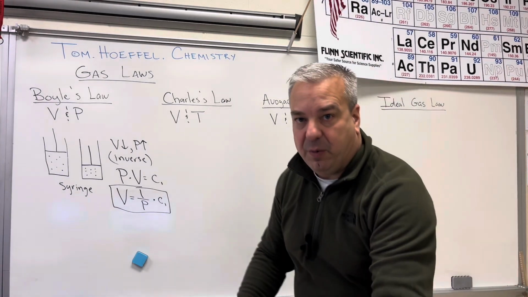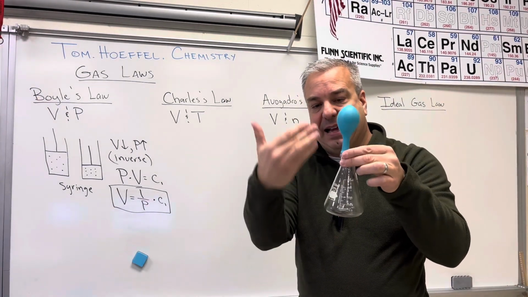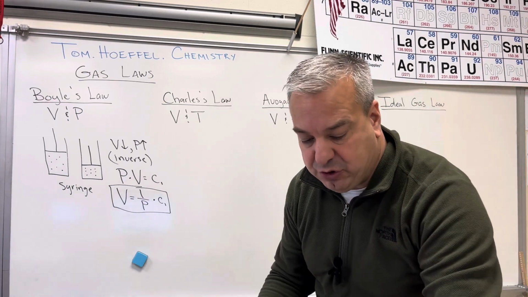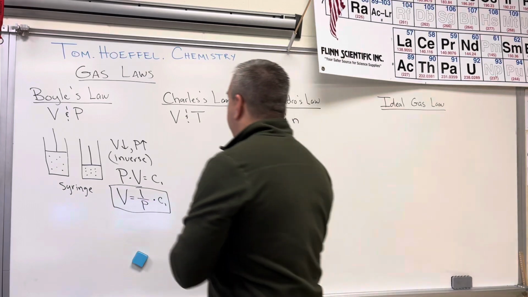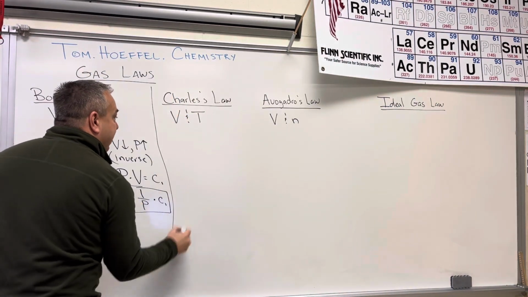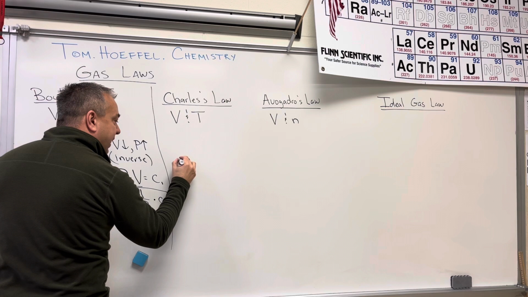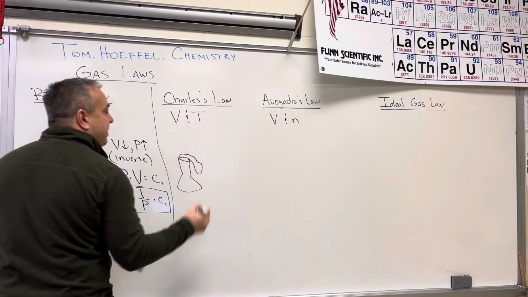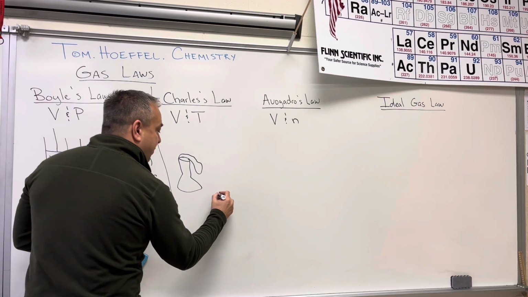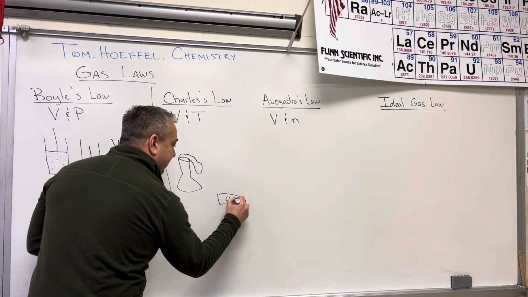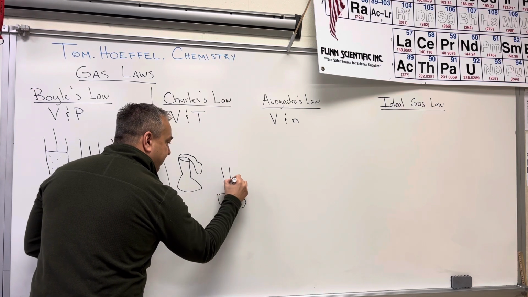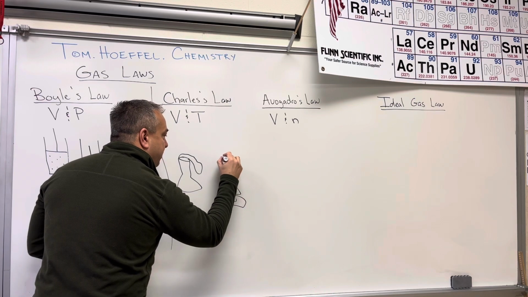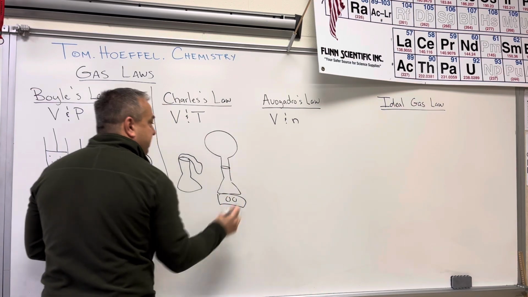So it might take a little while for this to cool down, but as these gas molecules cool down, the volume will go down. So let's do a drawing of this on the board, of Charles's law. So we got this Erlenmeyer flask that has a balloon, and there's our balloon. And then we put the Erlenmeyer flask on a hot plate, and when it heats up, our balloon took up more space.